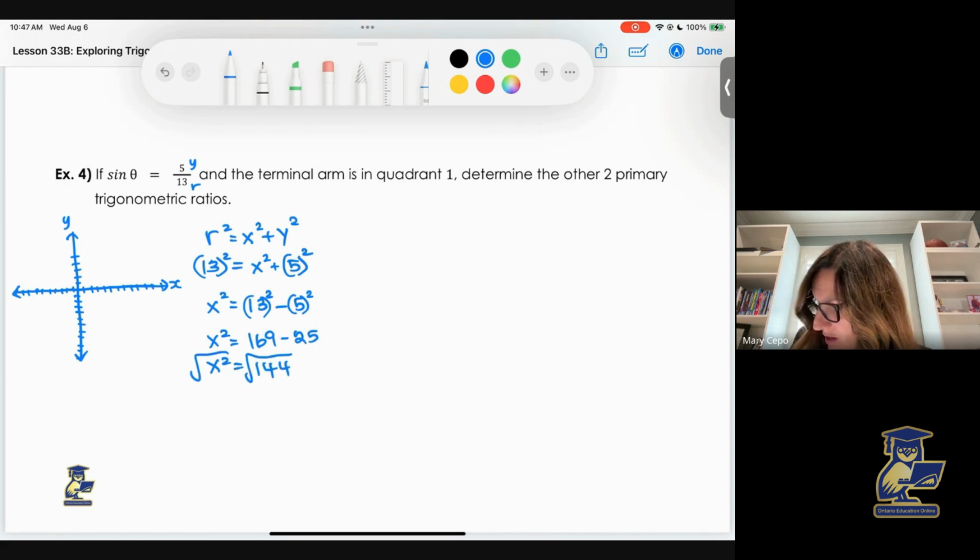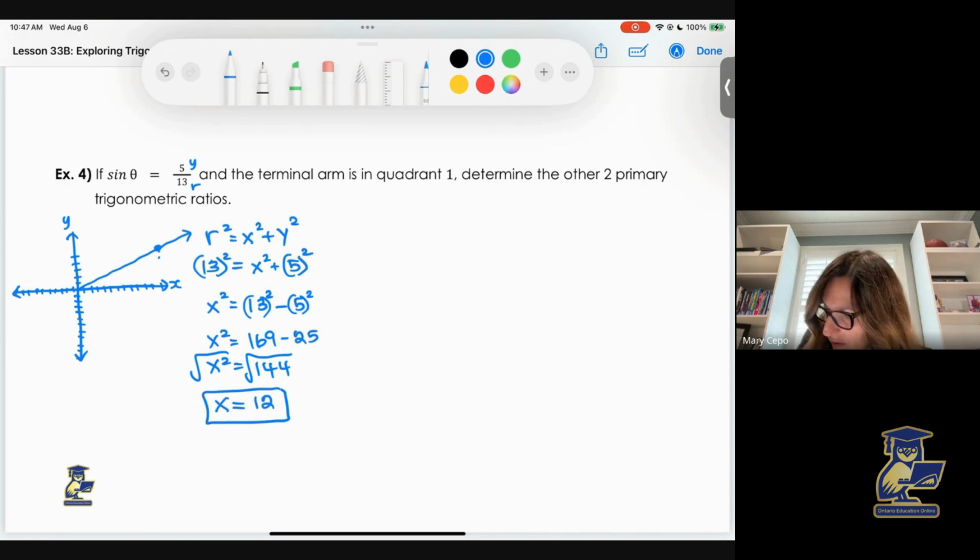Take the square root of both sides. X is going to equal 12. So we know y is 5, x is 12. Quick little sketch again. We know that is our principal angle. This was y is 5, x is 12. Notice x is positive. It's in that first quadrant. Technically, when we take this root it could be either sign, but the question says quadrant 1.